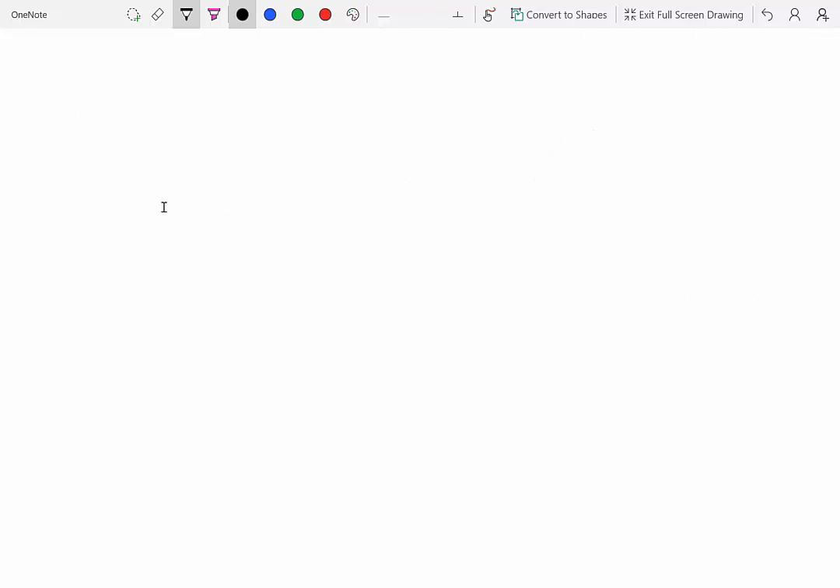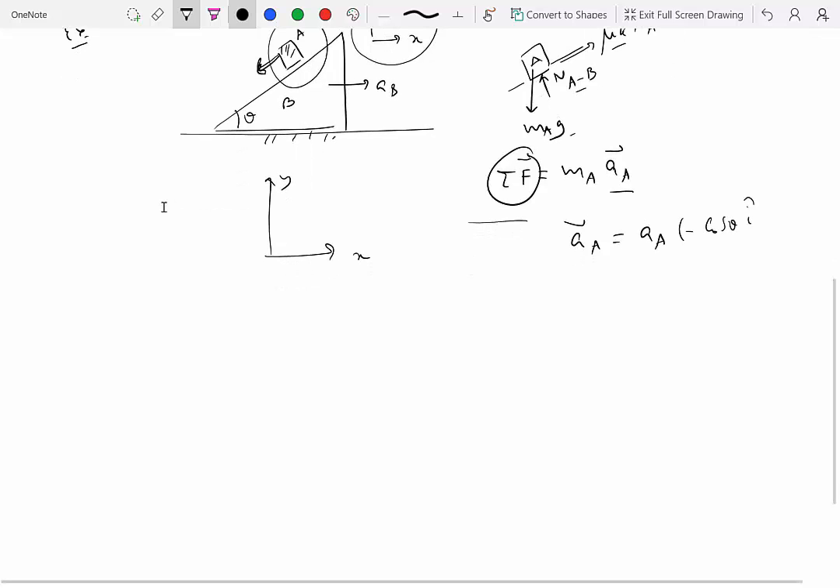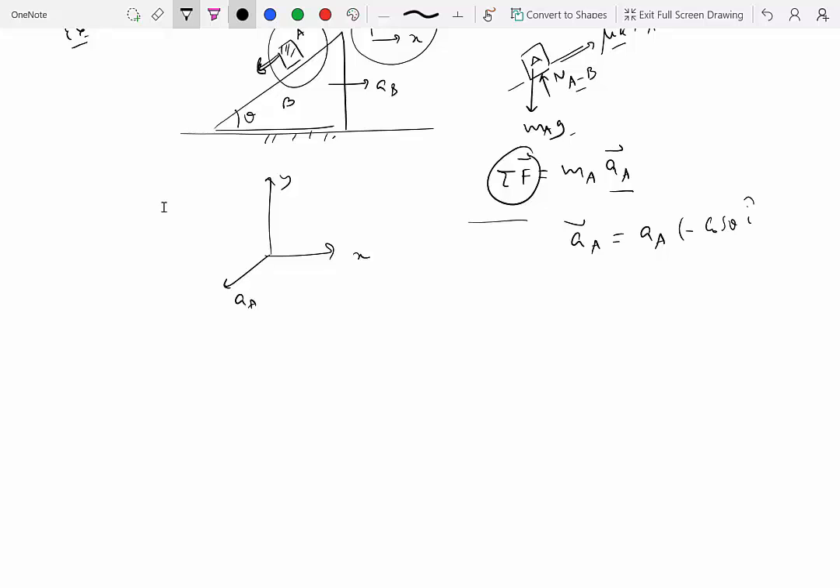So let me draw this again. I have my x direction, I have my y direction, and I have my acceleration vector a_A, which is pointing at an angle theta from horizontal. So I get minus cosine theta i hat minus sine theta j hat. That's the unit vector, right? So would it be fair to say that this is the acceleration of A?